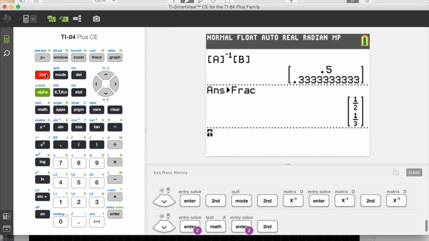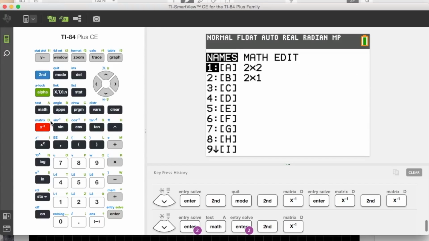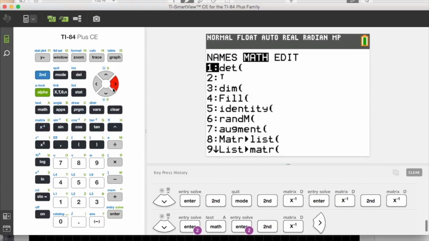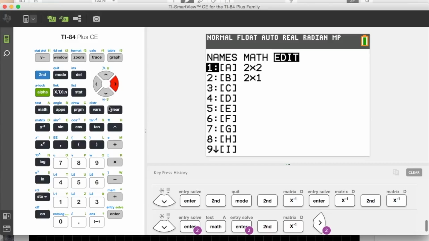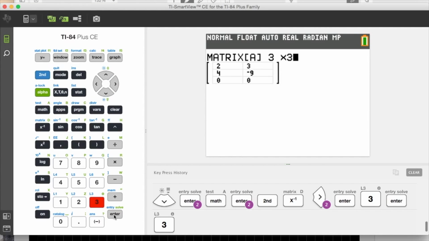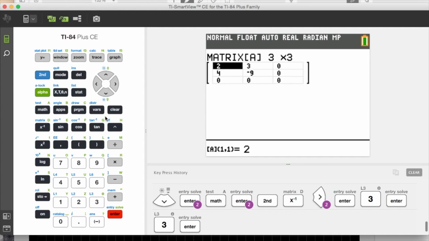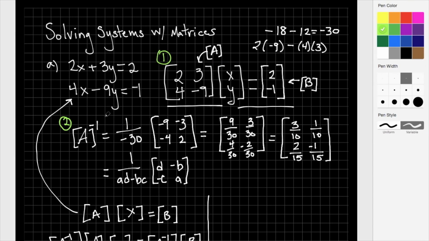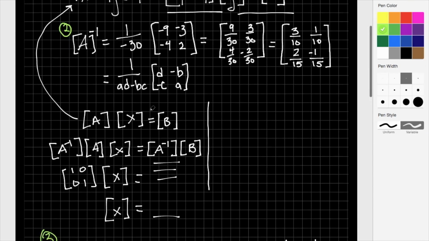So we're going to go in and look at another matrix. I'm going to go back to matrix A. And we're going to create some new matrices so that we can solve this using a calculator. And this one's going to be a bigger one. It's going to be a 3x3. So I'm going to edit that matrix. And so we're going to have a 3x3 matrix. Well, let me show you what matrix we're going to be working with.